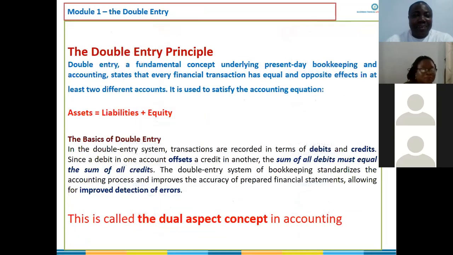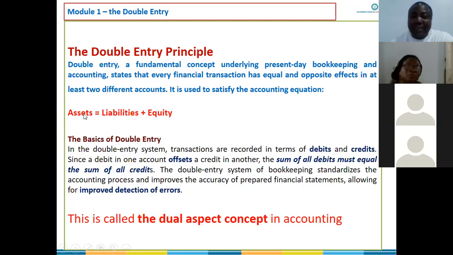Okay, so now let's look at the double entry principle, which was started by Luca Pacioli, and how it has entered into our financial reporting. The double entry is a fundamental concept underlying present day bookkeeping and accounting, and it says that every financial transaction has equal and opposite effects in at least two different accounts. It is used to satisfy the accounting equation. So we are looking at one equation which we are going to look at more in the future: assets of the business is equal to liabilities plus equity.